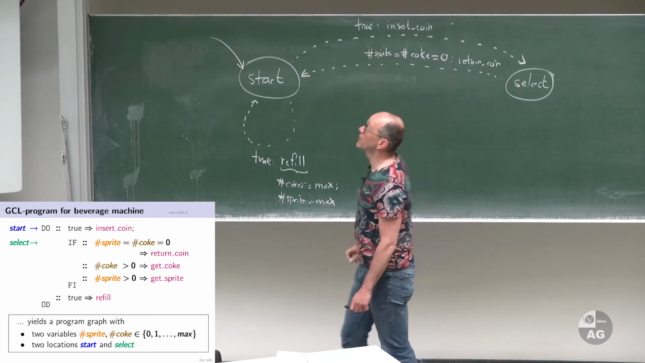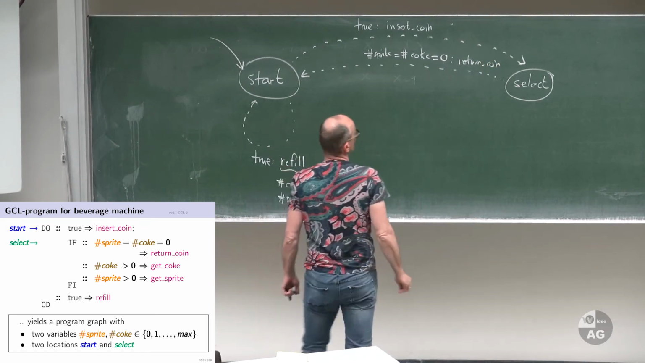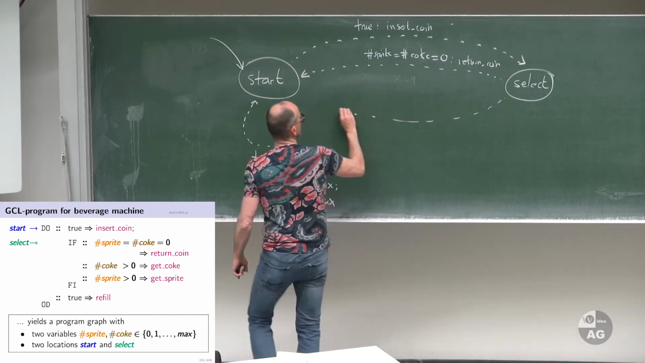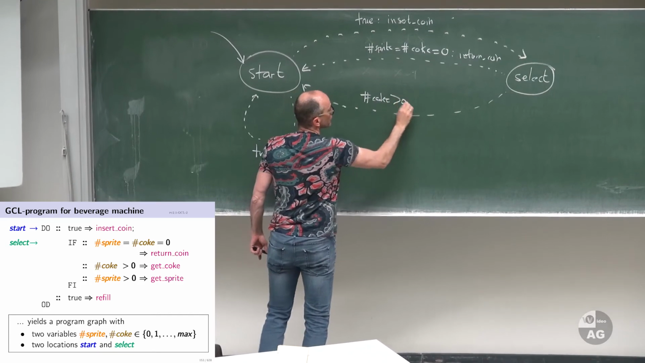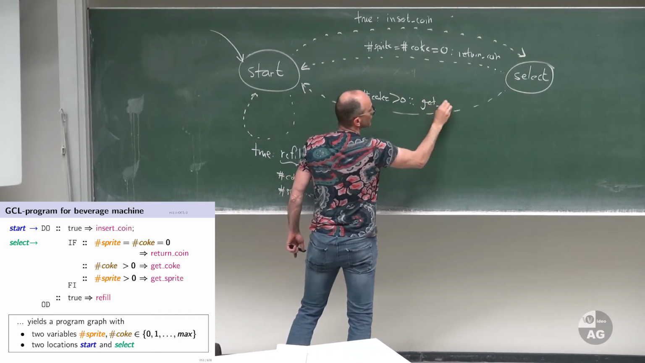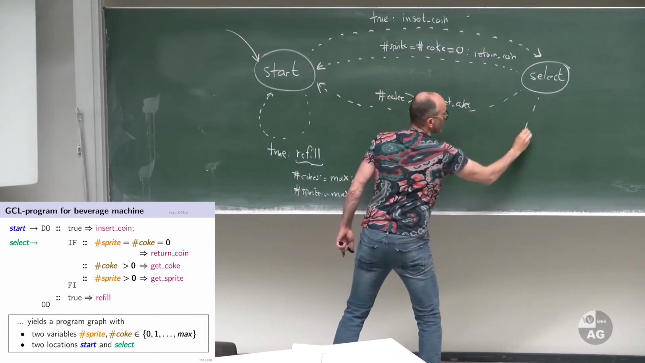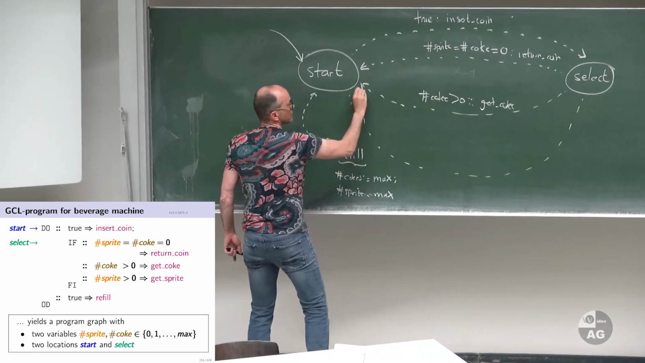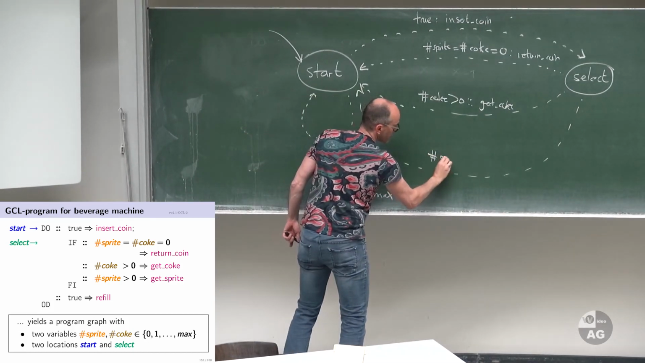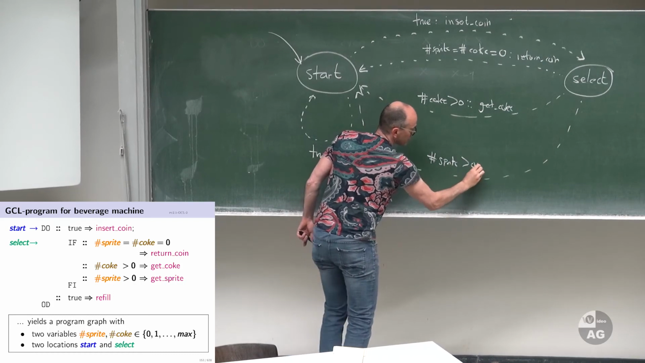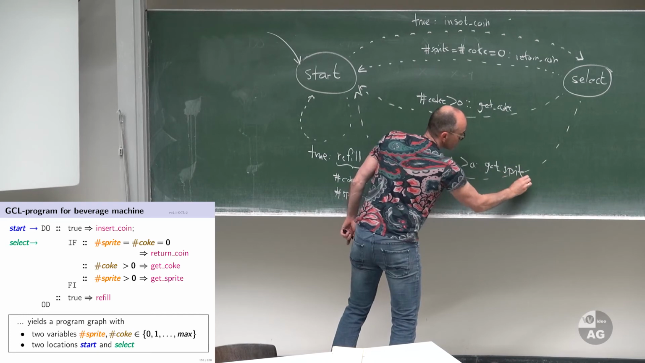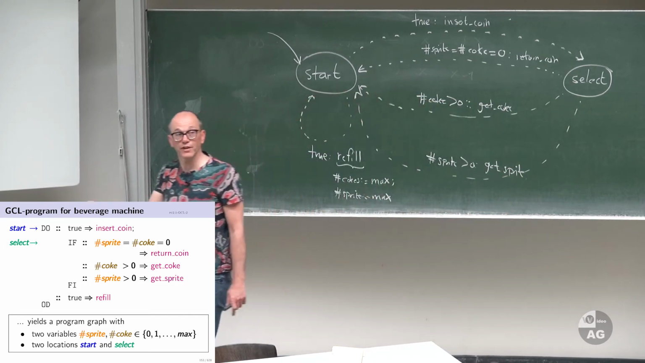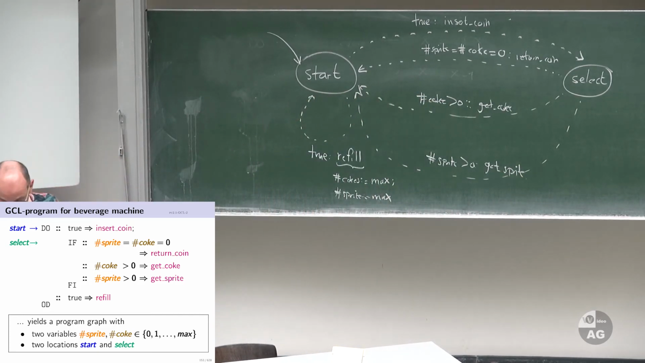What are the other two possibilities? If the number of Coke bottles is positive, you can get a Coke. That goes back here. So if the number of Coke is positive, you get Coke. And here the same for Sprite. So here it says the number of Sprites is positive, you get Sprite. Yeah, so this is the program graph that one-to-one corresponds to this program.